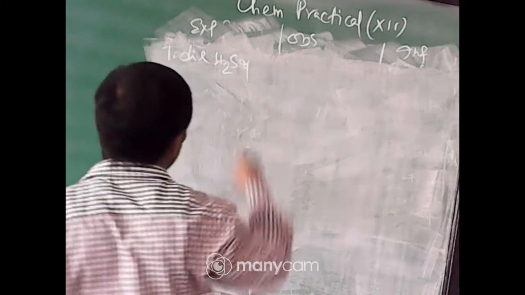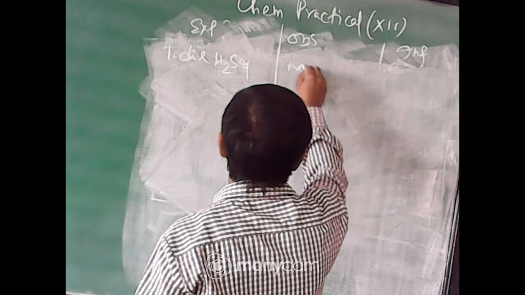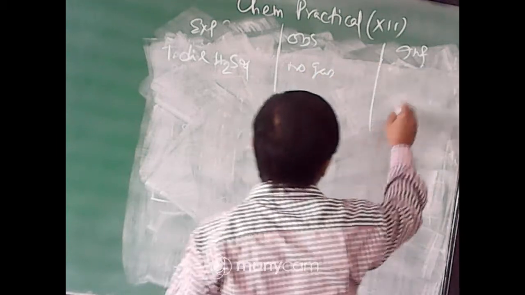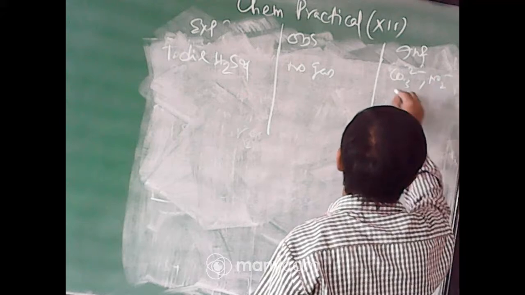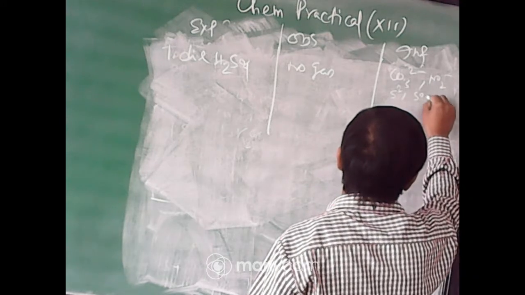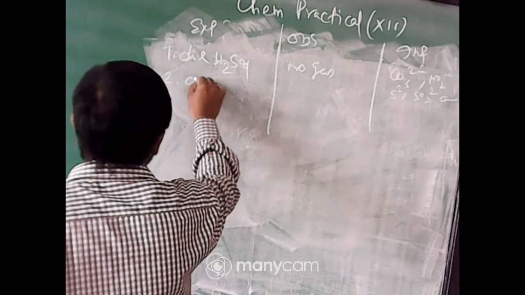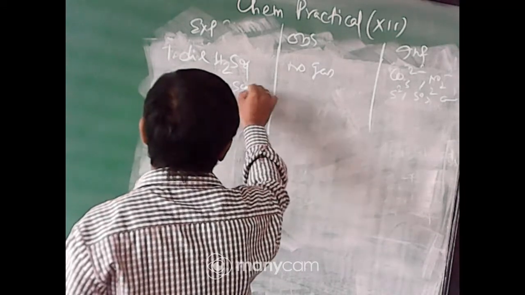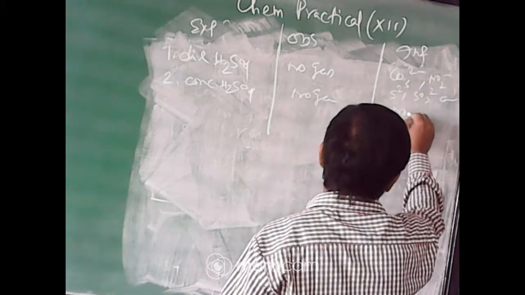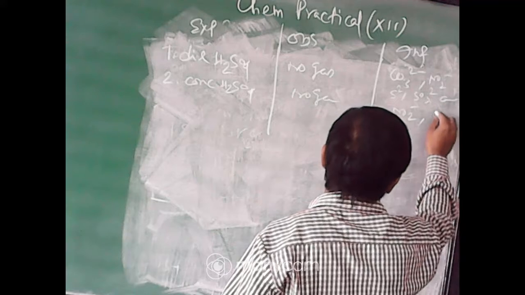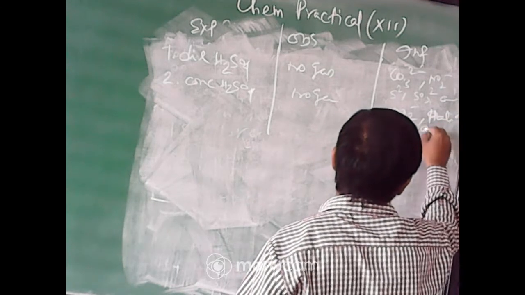So what does it contain? Nitrate. Here no gas evolves, so CO3 2 minus, NO2 minus, S2 minus, SO3 2 minus are absent. Number 2, concentrated H2SO4 test. Here no gas evolves because it is not present. So NO2 minus is absent, and halides are also absent.